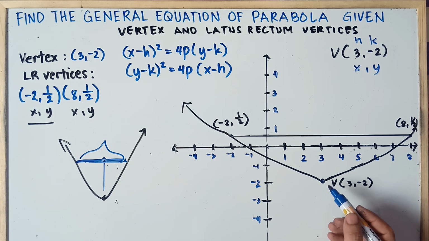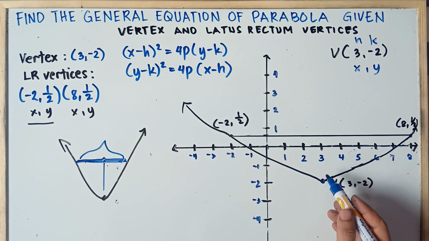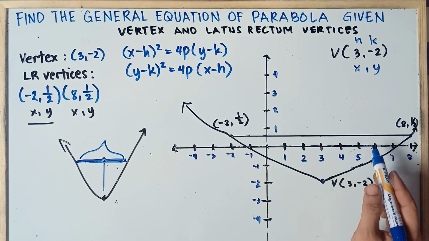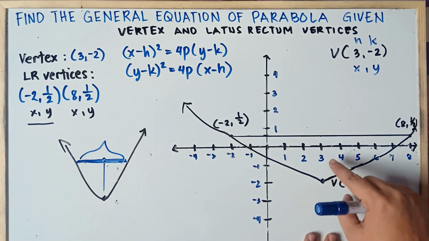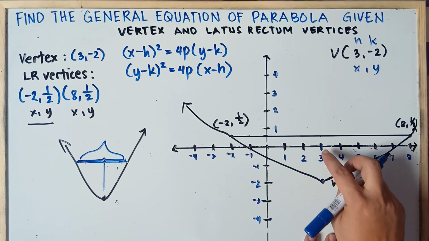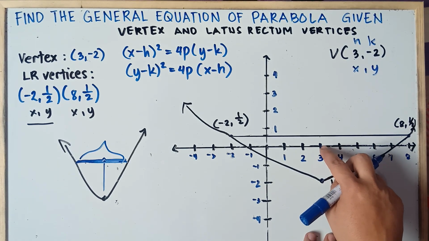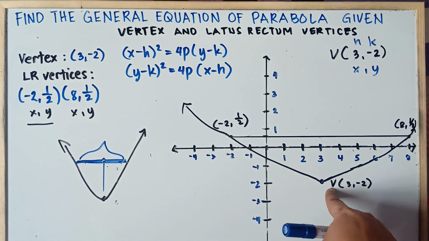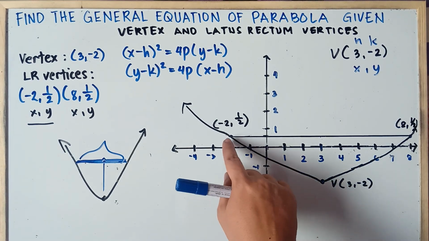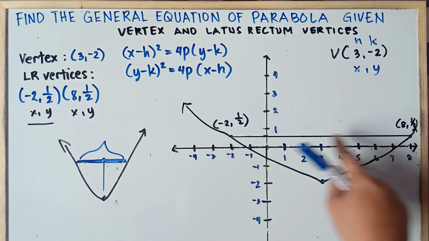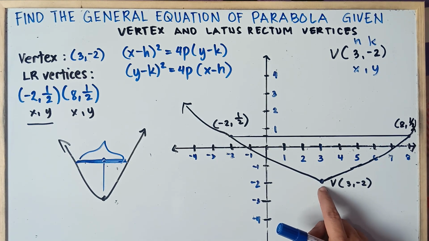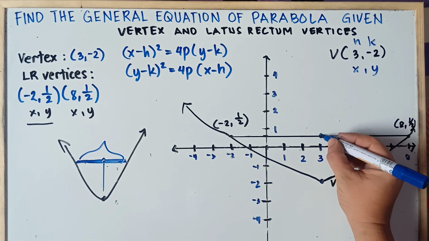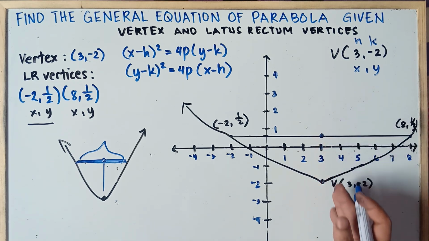Now you count, class, the number of units starting from the vertex going to this latus rectum length. Starting from the vertex, of course you will intersect at this 3. So 1, 2, half, that would be 2 and 1/2, right? Starting from the vertex, we know our focus is here because the focus is always aligned to the vertex.